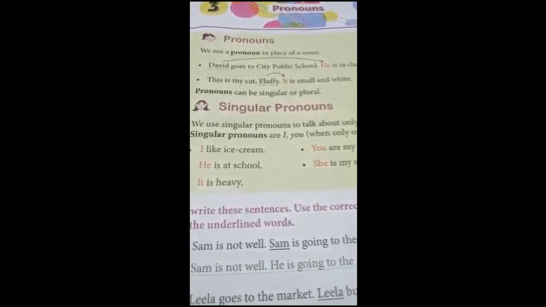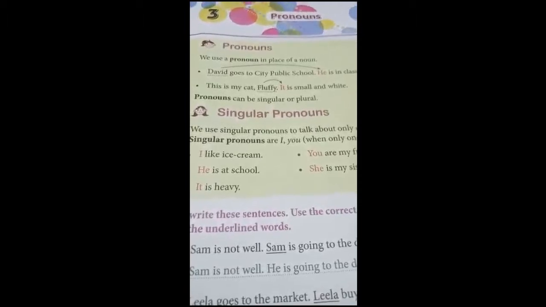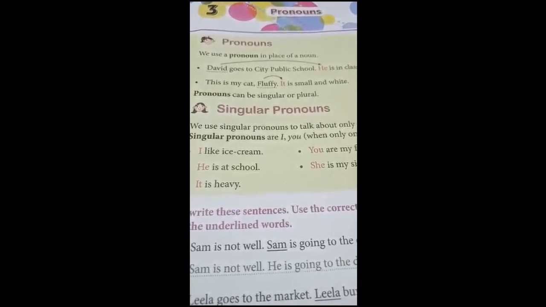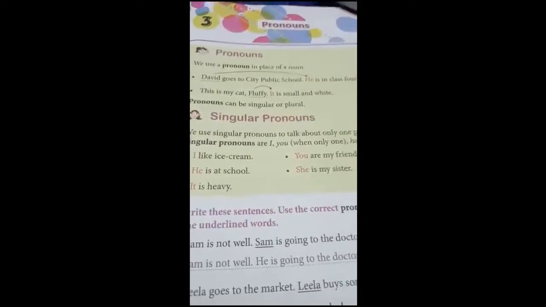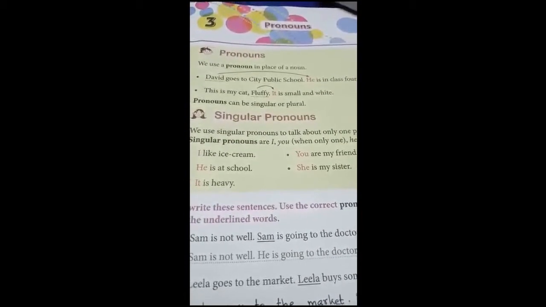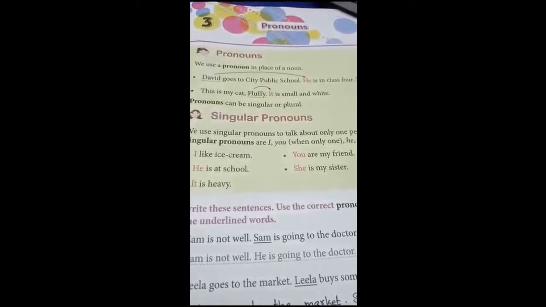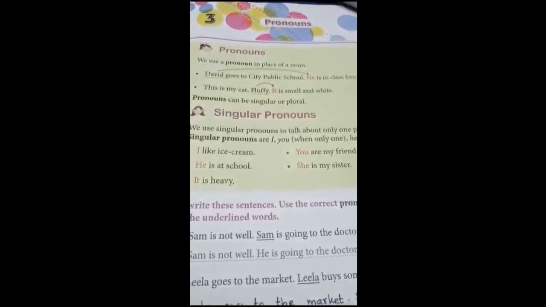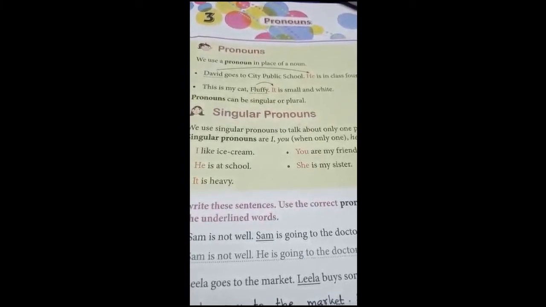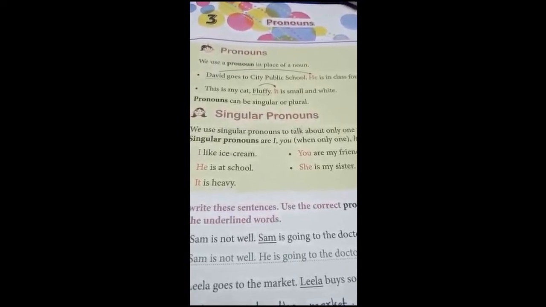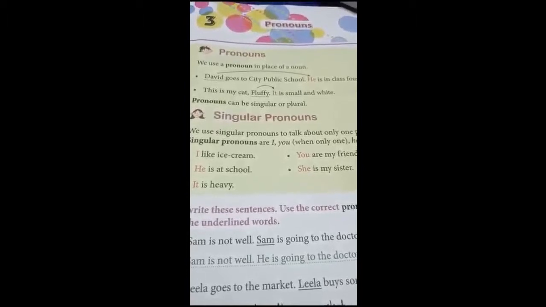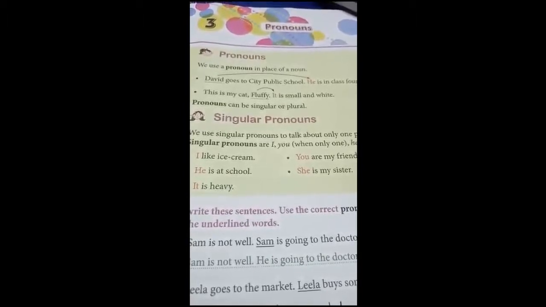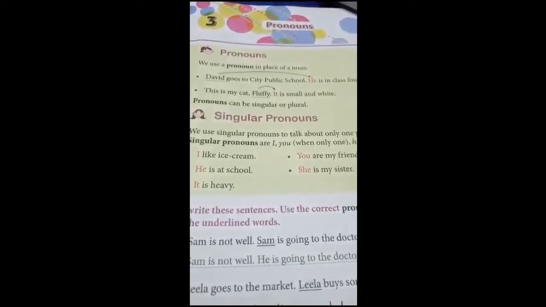For example, the next one: David goes to City Public School. He is in class 4. So David is a noun and here he is used in place of David. David is a noun and he is a pronoun, used instead of the noun David.